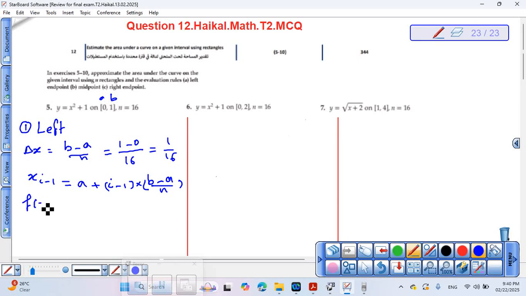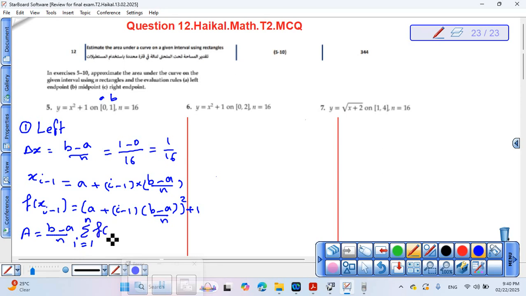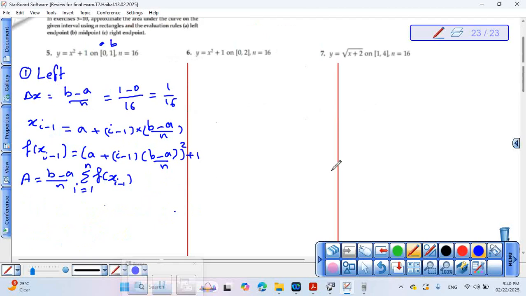If x sub i minus 1 equals a plus i minus 1 times b minus a over n, then all this squared plus 1. This is the general formula to find the area from left: b minus a over n, summation from i equals 1 to n of f of x sub i minus 1. That's it. Okay, you can substitute in this formula.